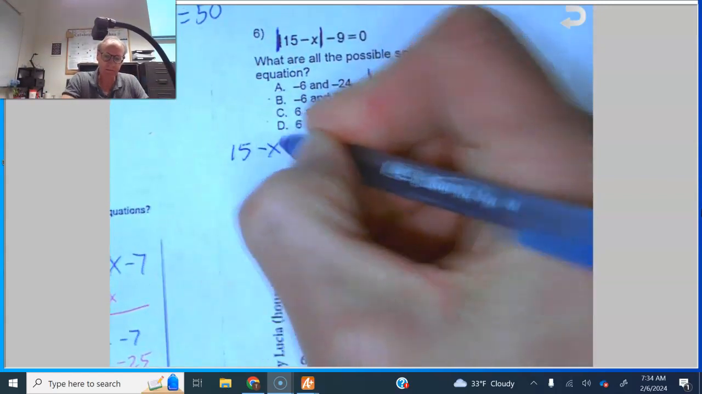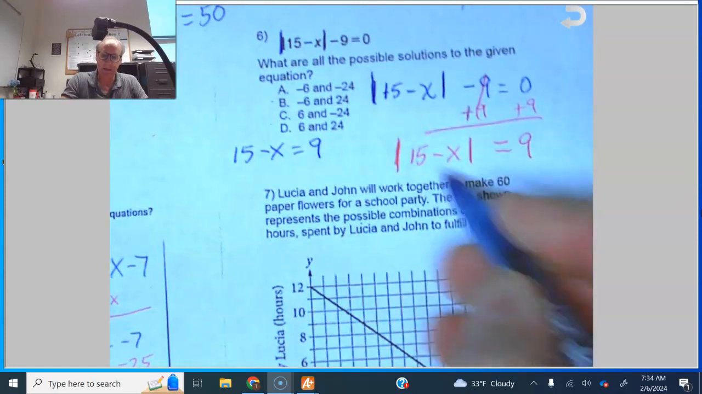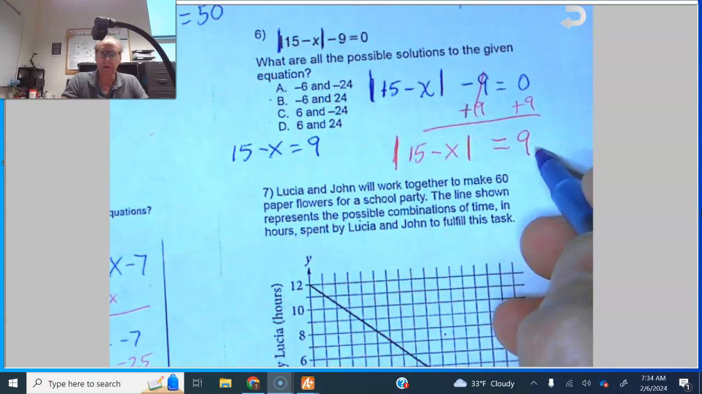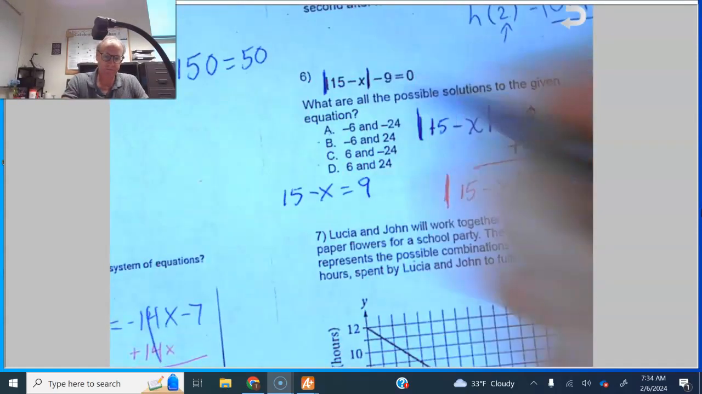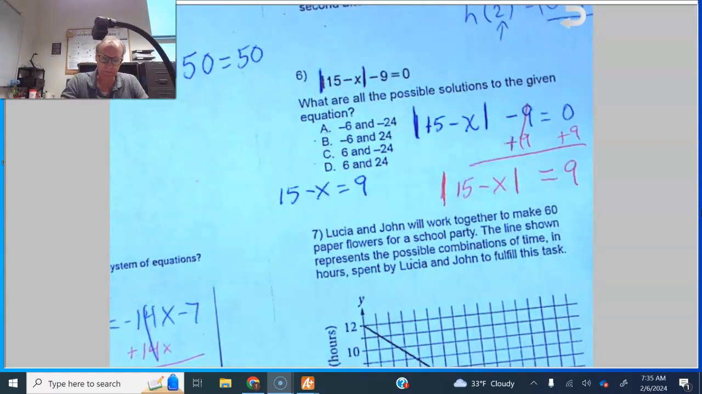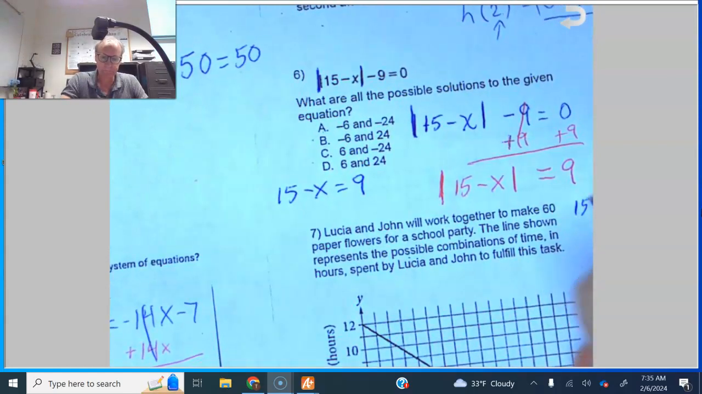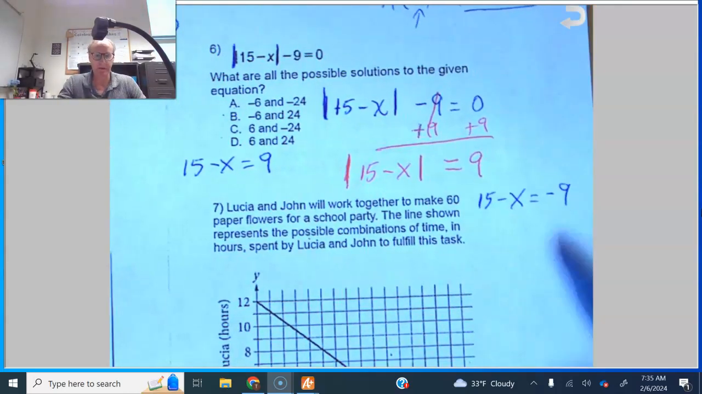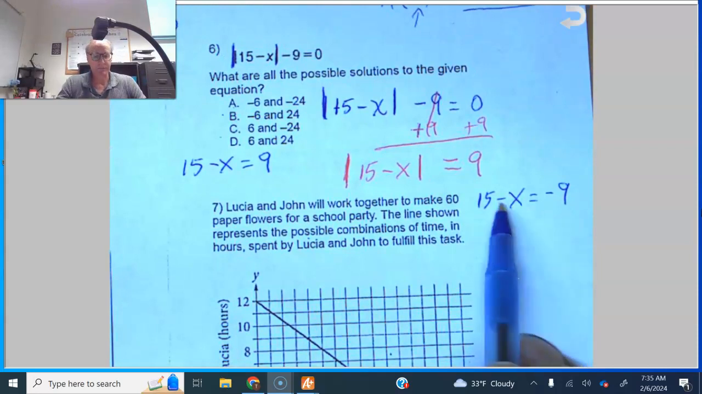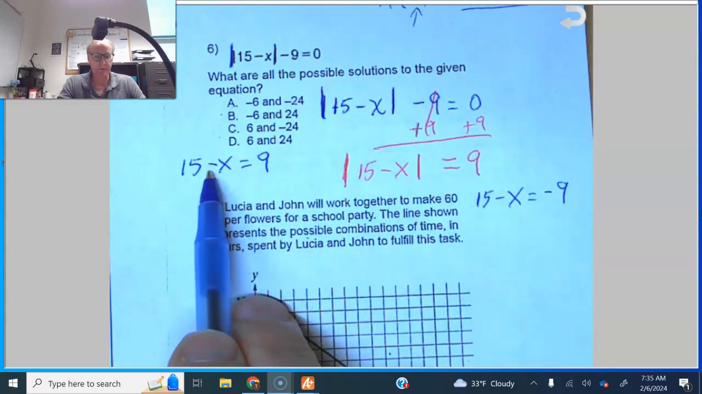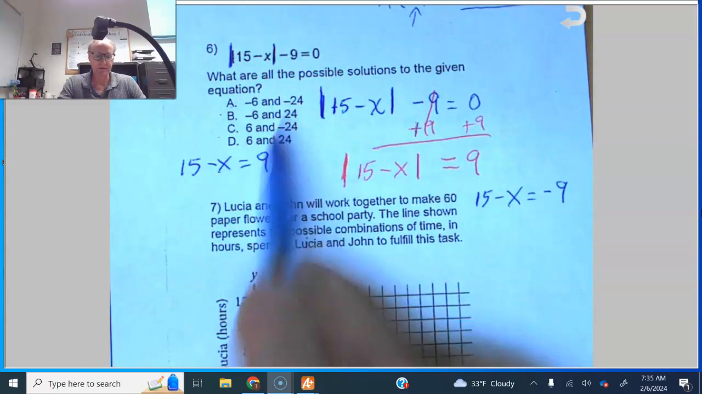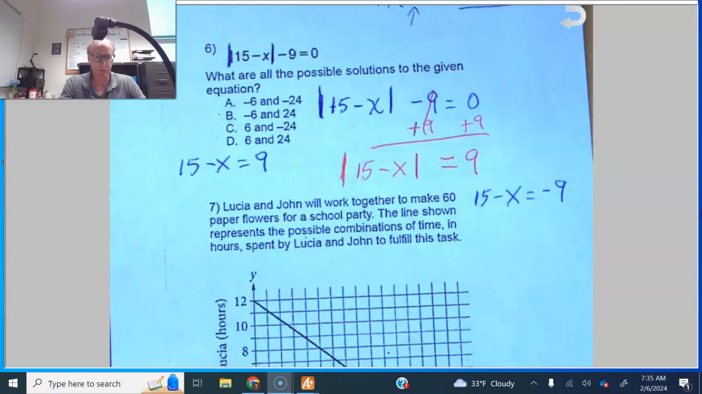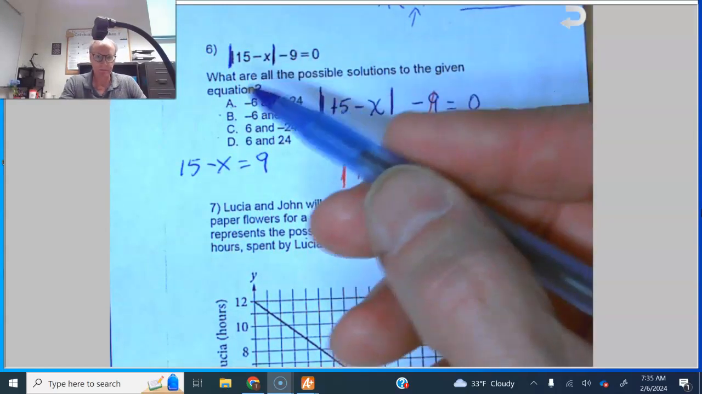15 minus x could be the positive 9. That would give me 9 for an absolute value. But it could also be that 15 minus x could be negative 9. I guess I'll write it over here. Either one of these could be true. I need to solve this one for x, and I need to solve this one for x. It's almost easier to just substitute in the numbers and see which one works. But I'm going to go ahead and solve them.